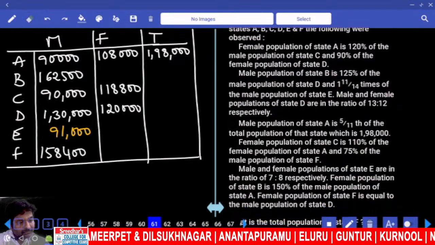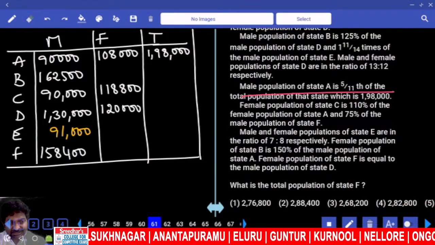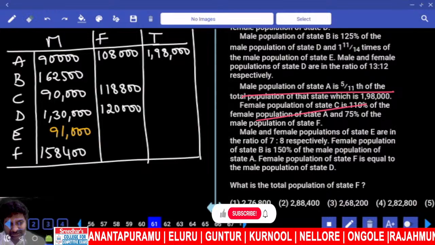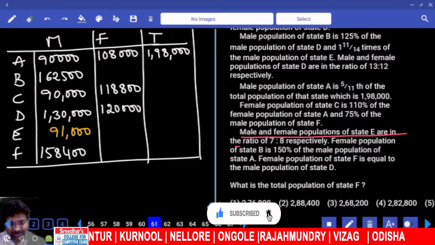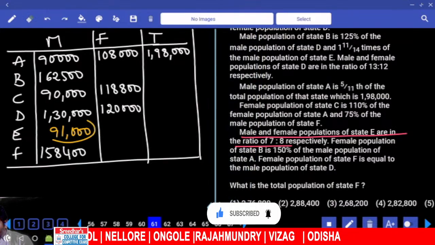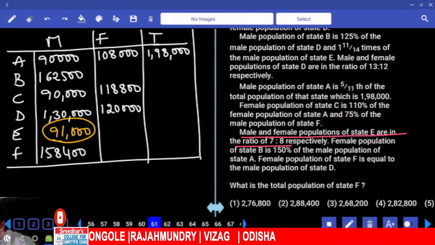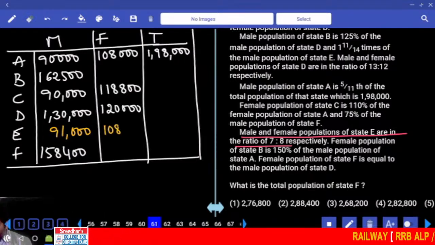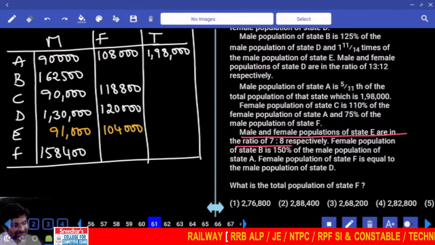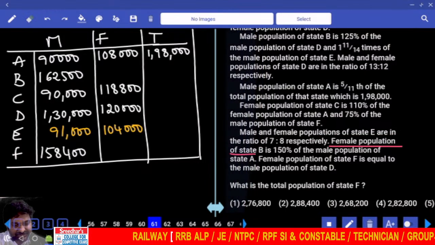Next. This is over. This is also over. Male and female population of state E are in the ratio 7:8. 7 parts is this much. Forget about zeros. 91. 7 how many times 91? Then 8 13 times. 104,000.